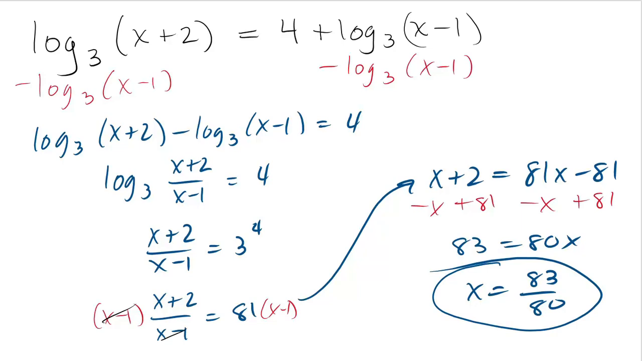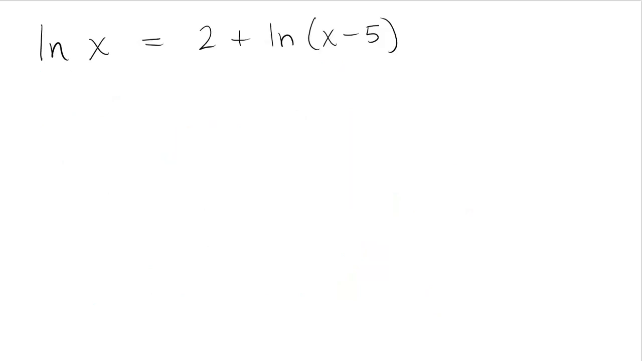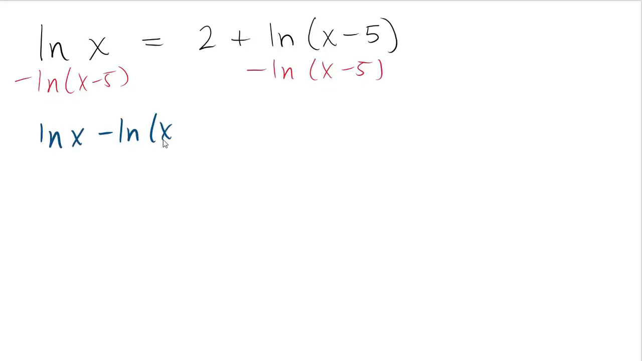Let's try another one like that. See if you can do the first couple of steps to this example. The natural log of x equals 2 plus the natural log of x minus 5. First thing you want to do is get all of the logarithms to the same side. We're going to subtract the natural log of x minus 5. On the left side, that gives us the natural log of x minus the natural log of x minus 5, and on the right side we have 2. Now we consolidate and get the natural log of x over x minus 5 equals 2.